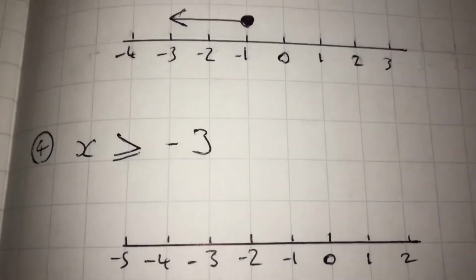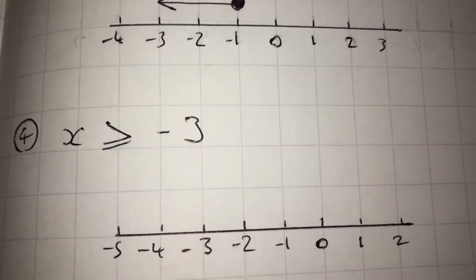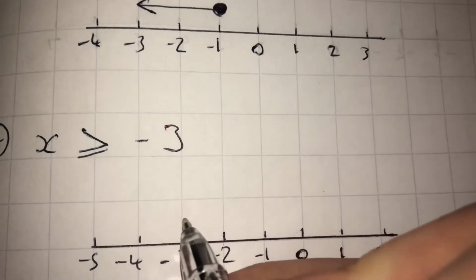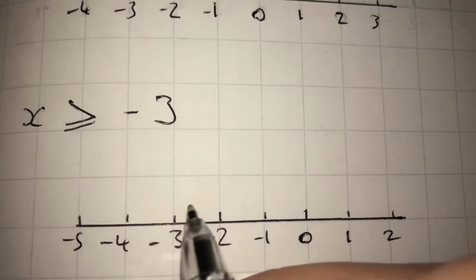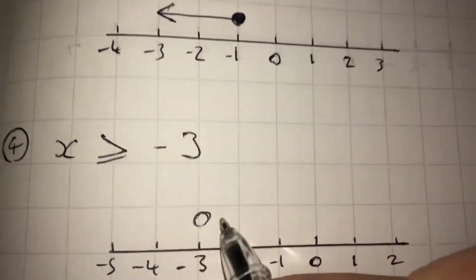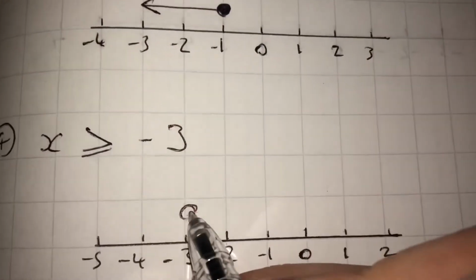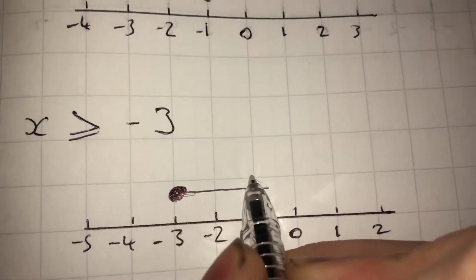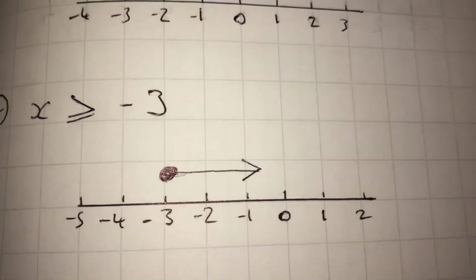Our fourth example here, so we're doing x is more than or equal to minus 3. So again, we find minus 3 on the number line, do a dot above it, and remember, if it can be equal to it, it's a closed dot. Because it's more than, my arrow goes to the right this time.